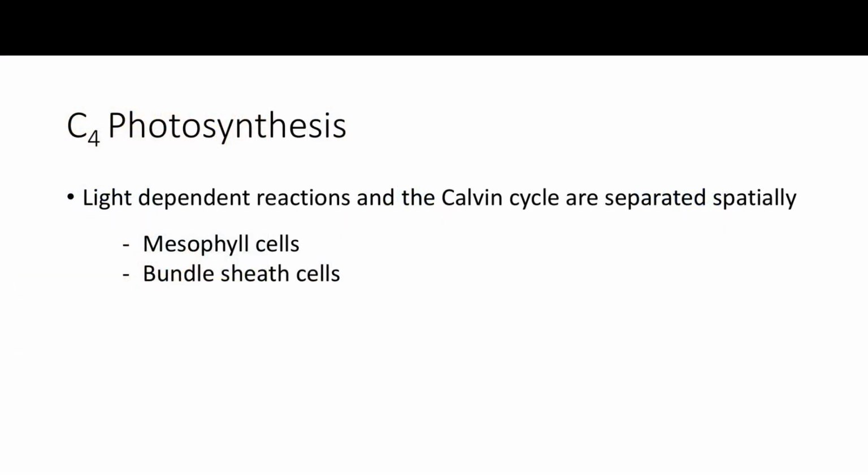Plants that undergo C4 photosynthesis are found in different environments than plants that undergo C3 photosynthesis. Because of this, they've evolved a different type of pathway. Here, the light-dependent reactions and the Calvin cycle are separated spatially. This means that the light-dependent reactions occur inside the mesophyll cells, while the Calvin cycle occurs inside the bundle sheath cells. The bundle sheath cells are the special cells found around the leaf vein.